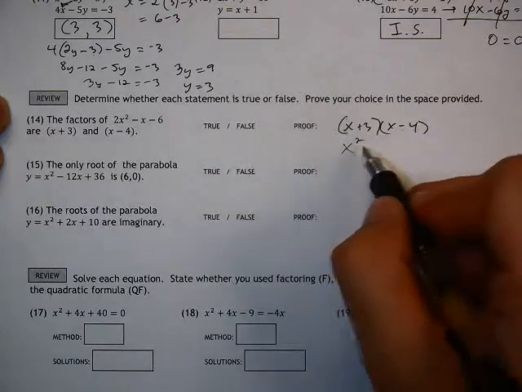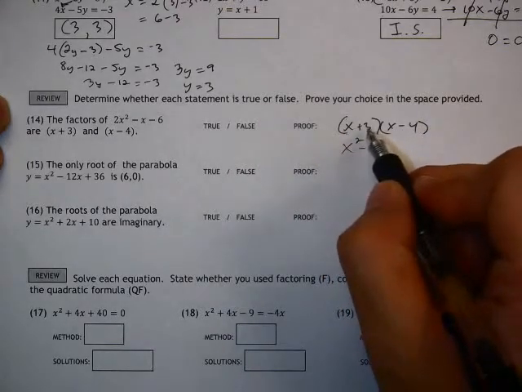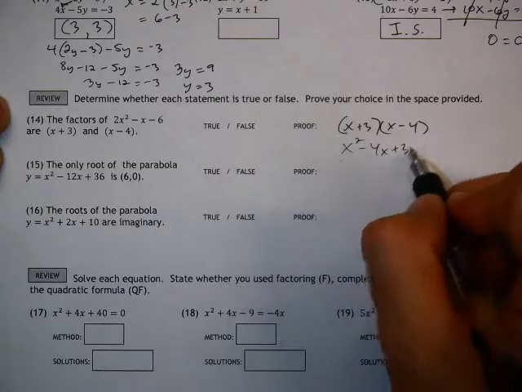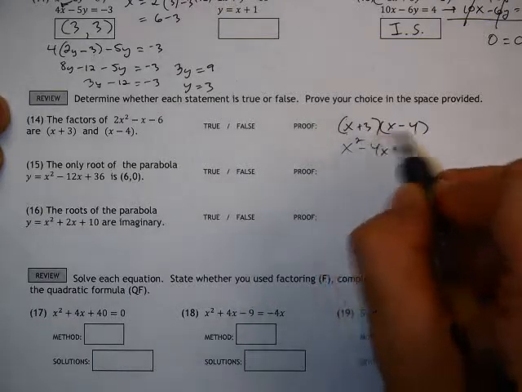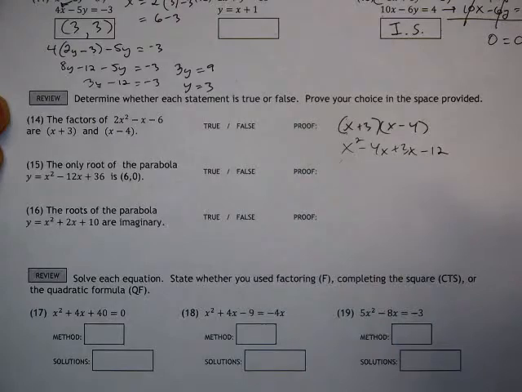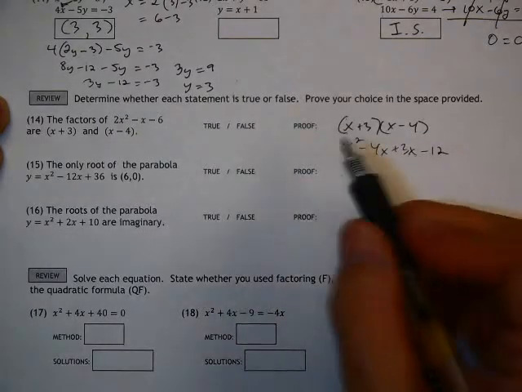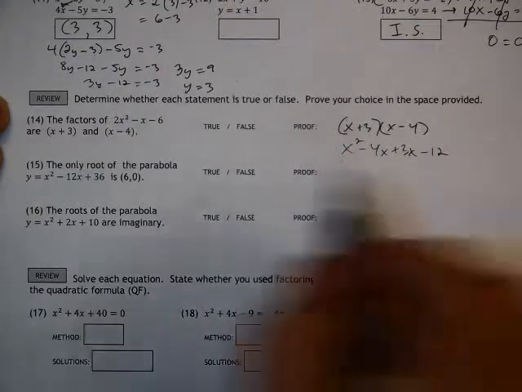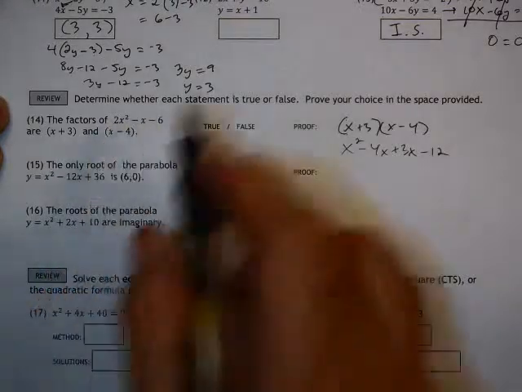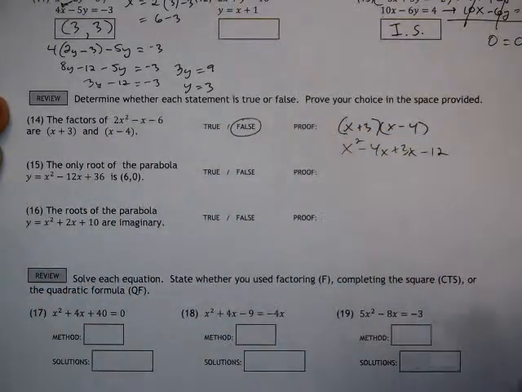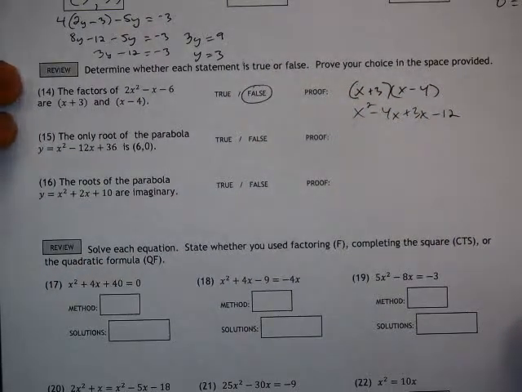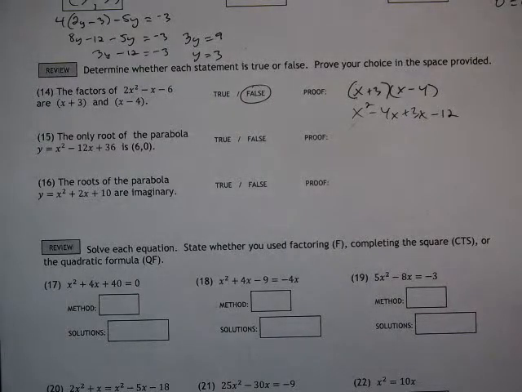x times negative 4 for the outers, minus 4x. Inners, 3 times x is positive 3x. Last, 3 times negative 4 is negative 12. And there's no other squared term, which means this 1x squared won't change. And it's not going to be 2x squared. So that is false.